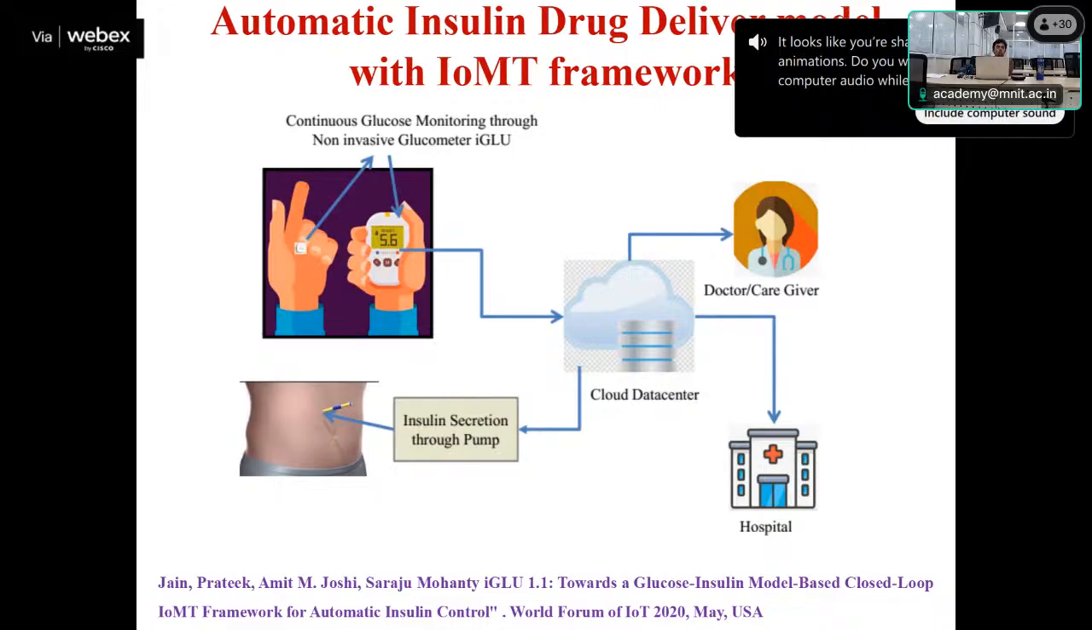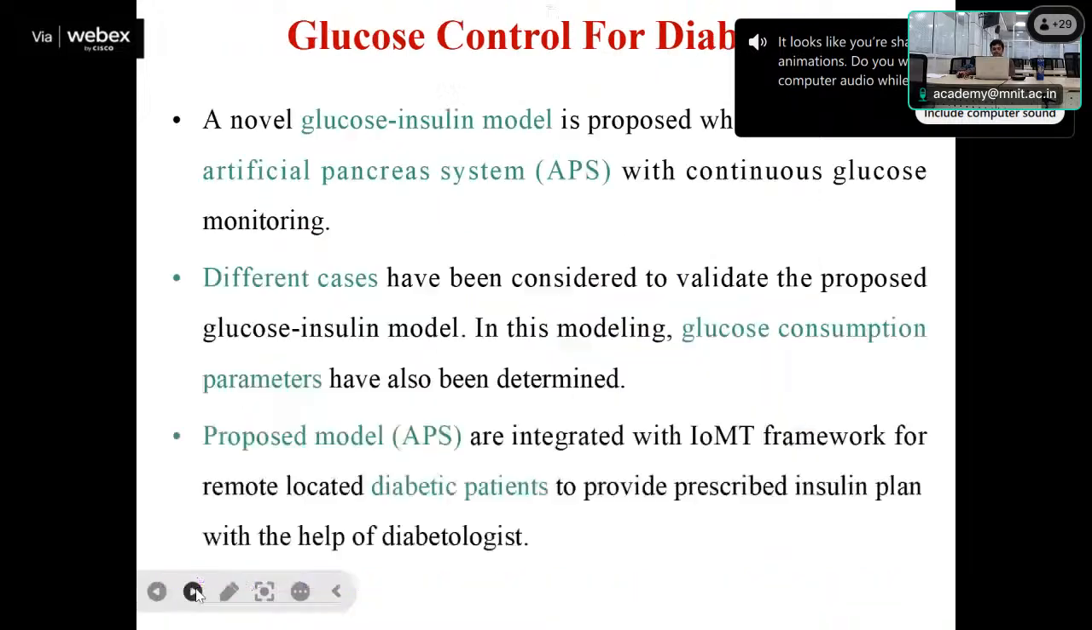And whenever a glucose value, let's say, increases to 150, then the appropriate insulin dose is injected inside the body. So that is what we have discussed over here. That is the development of the artificial pancreas system. Okay, so the artificial pancreas system is pretty important.